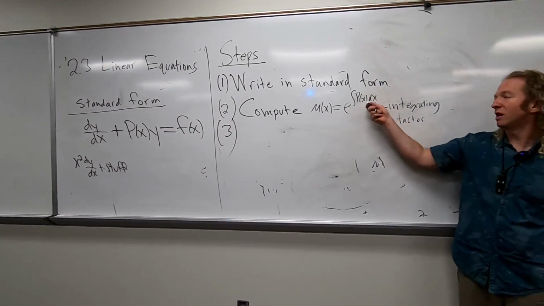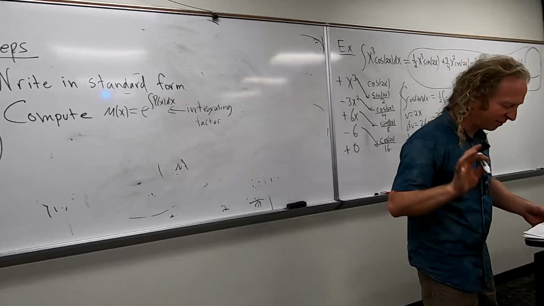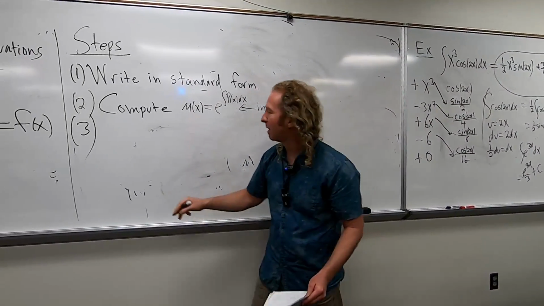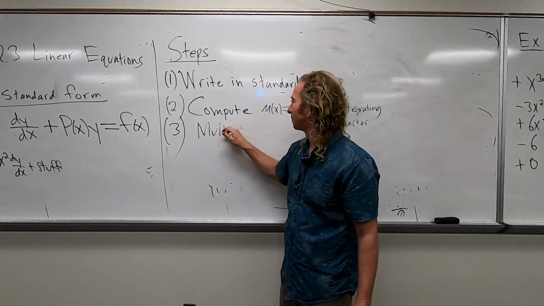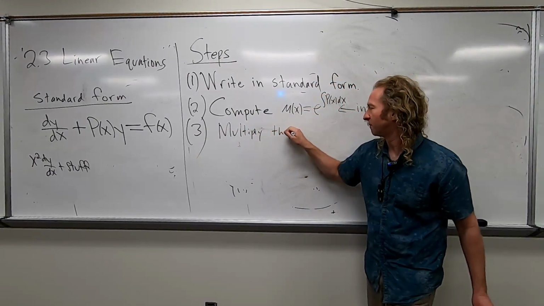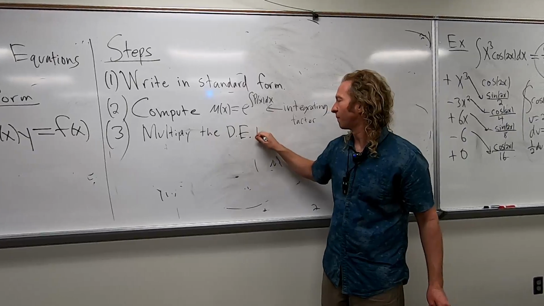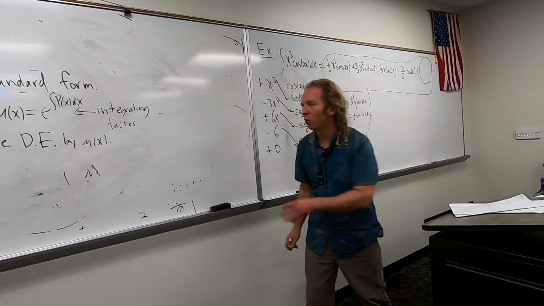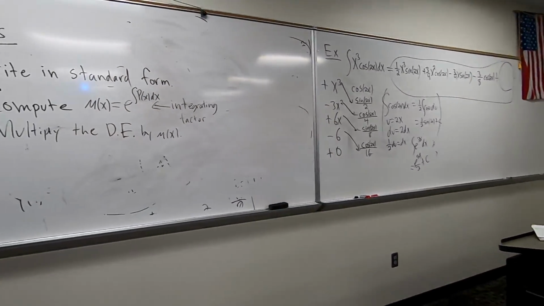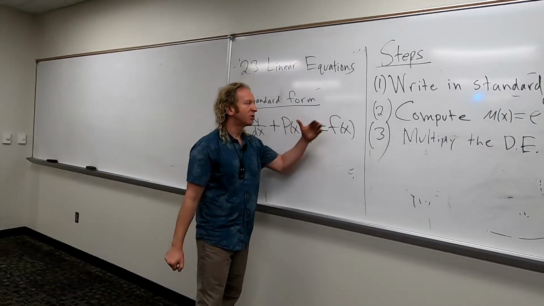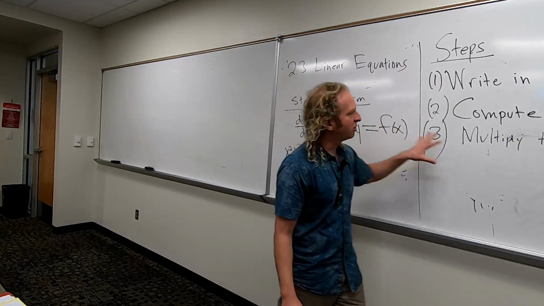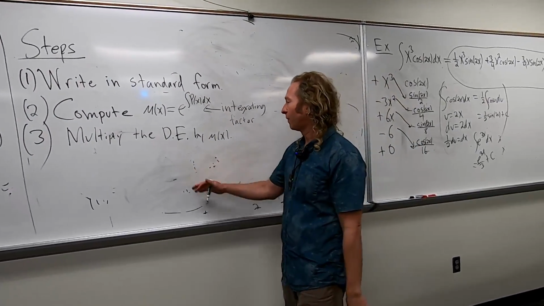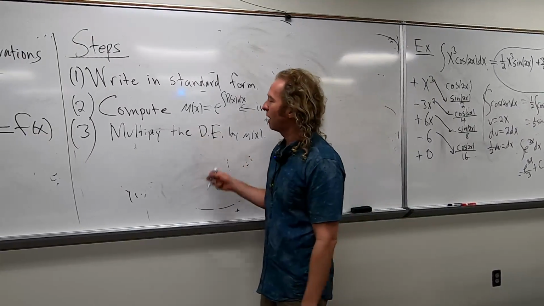Step 3. This is tricky sometimes. You have some not super hard, but careful integrals. We're going to be very careful when we compute this. Multiply the differential equation by mu of x. You multiply the entire equation, the one in standard form, by your integrating factor. So make sure there's a 1 here. You have your P, you compute this integral, carefully simplify it. You're allowed to skip steps, I wouldn't. And then step 4.